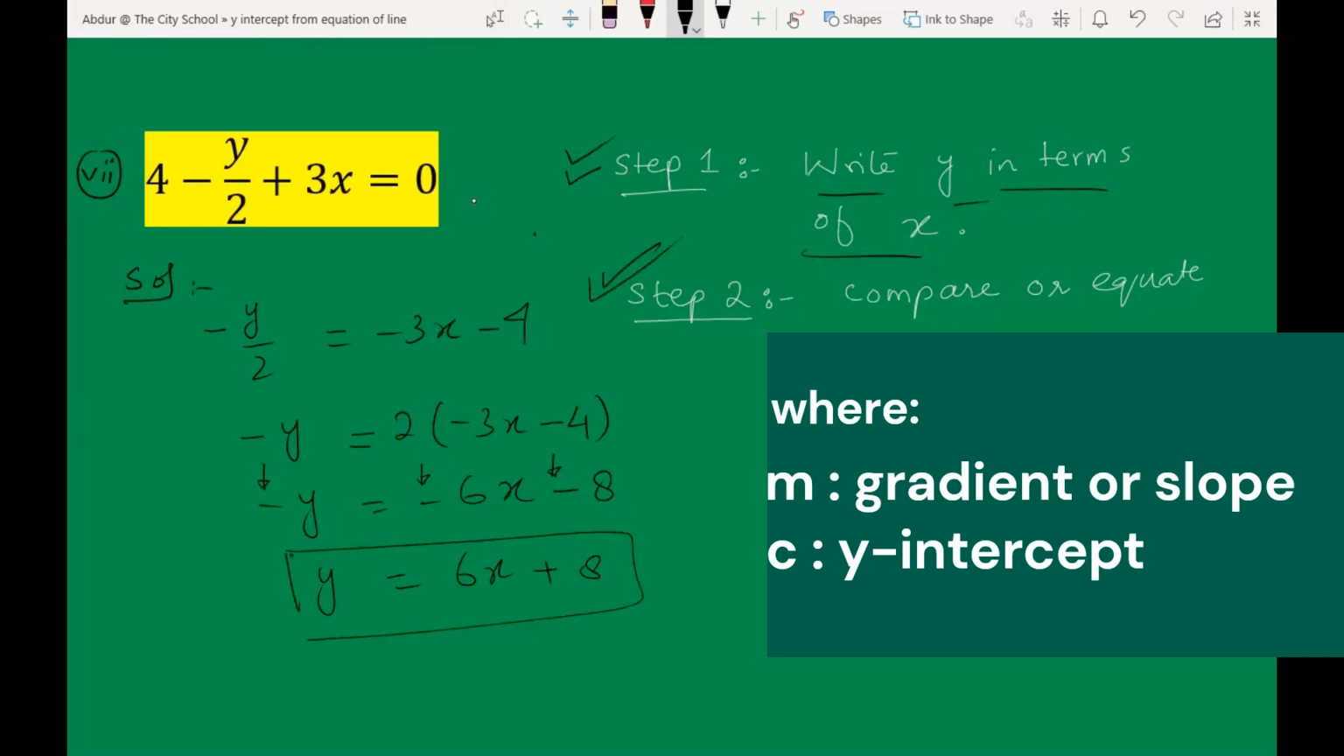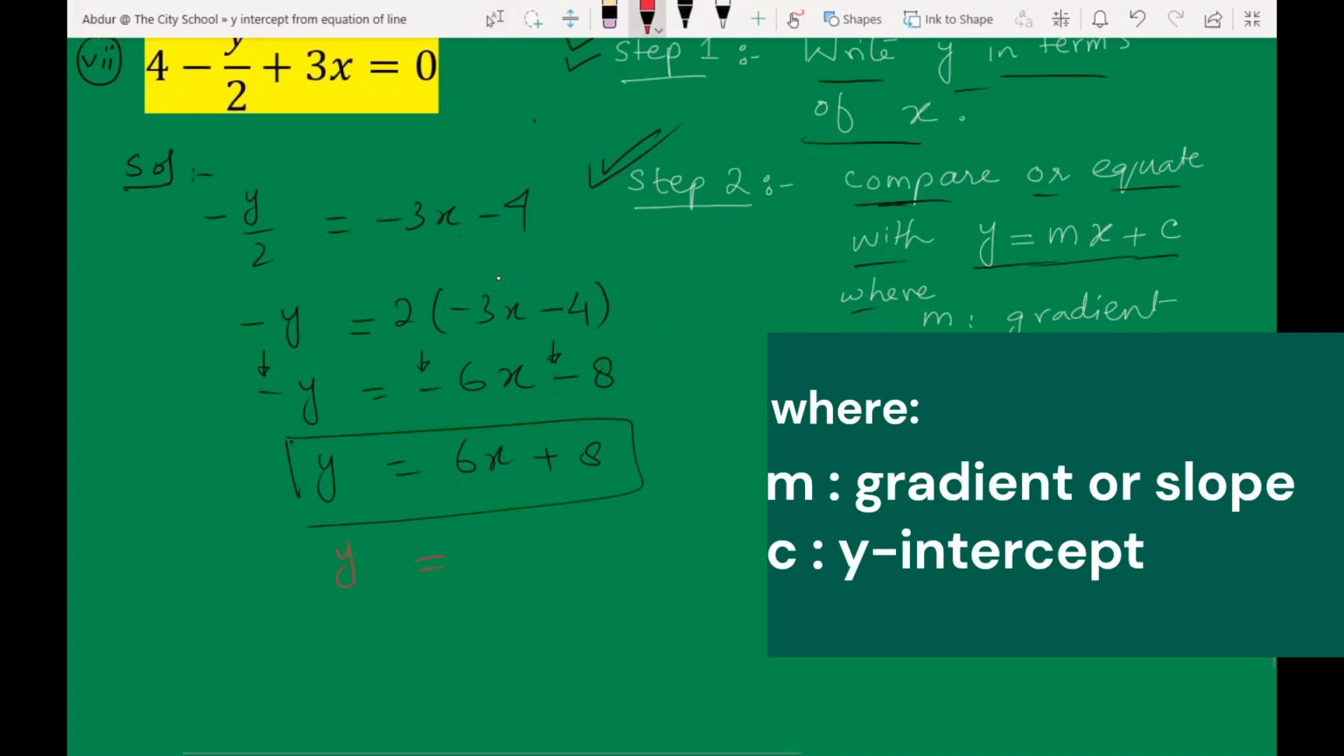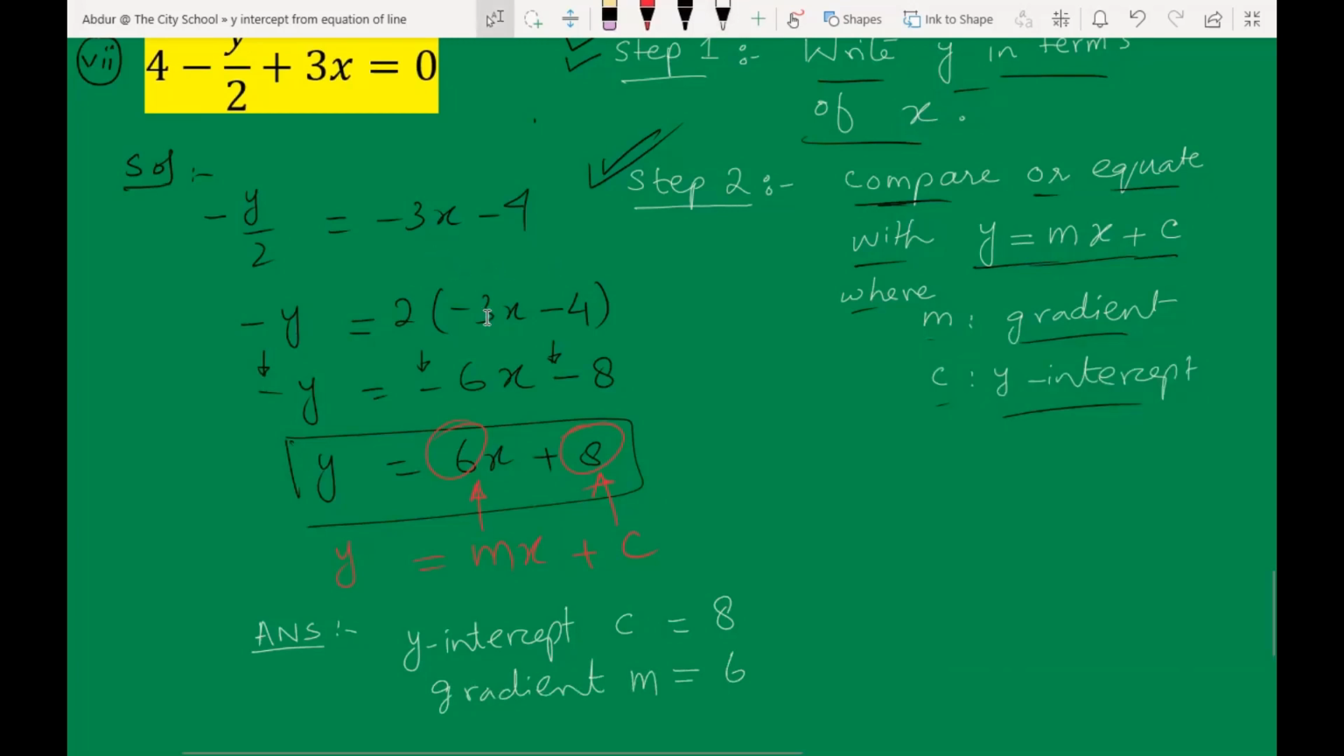Step number 2. Compare or equate with y equal to mx plus c, where m is the gradient and c is the y-intercept. So, y equal to mx plus c. I'm going to compare with y equal to mx plus c. m is 6 here and c is 8. So, the answer will be: c, the y-intercept, will be 8, and the gradient, the m, will be 6. This was the solution of example number 7.